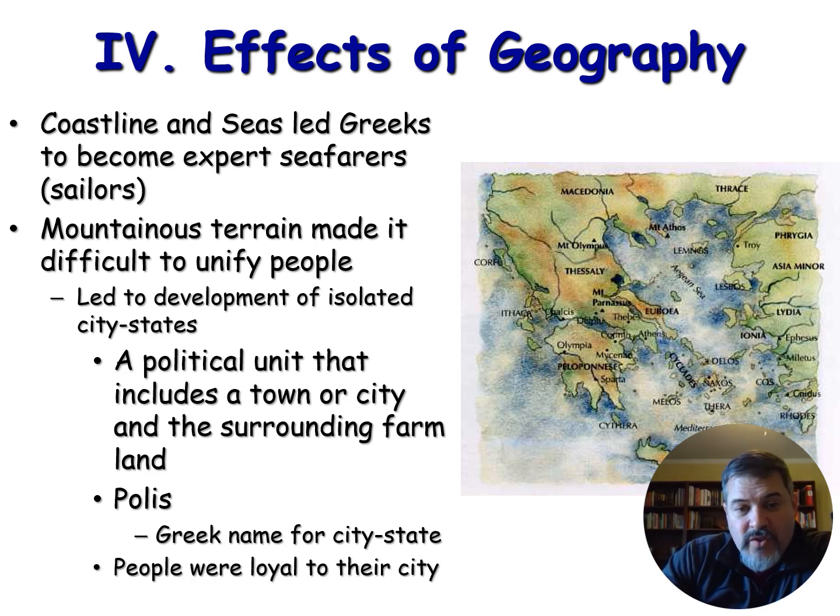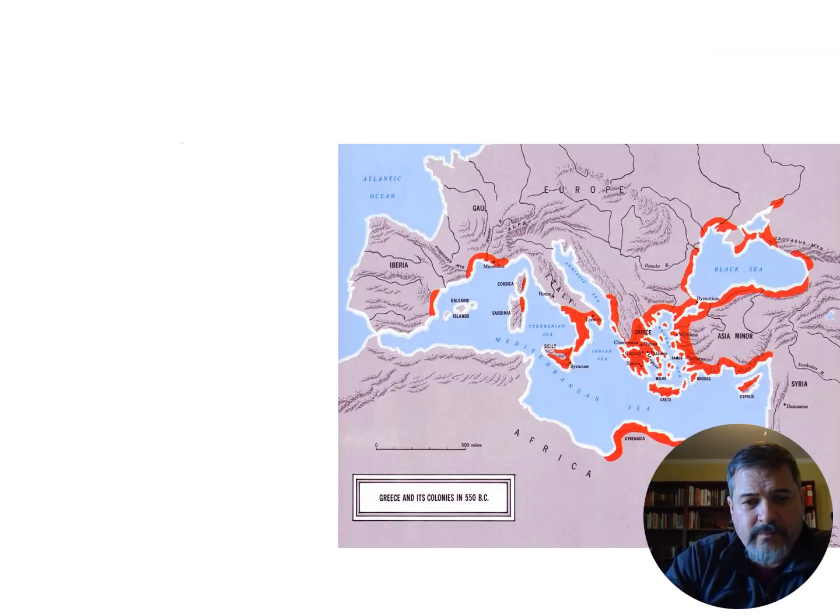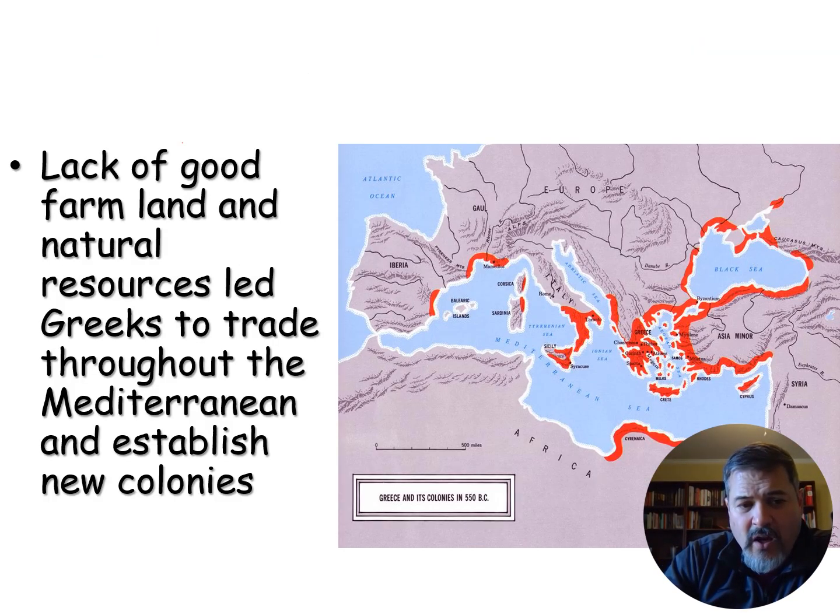People were loyal to their city-state. Just like in Mesopotamia, unlike in Egypt, where they were only loyal to the pharaoh, they were loyal to their individual city-states. And like I said, they competed. They were not united. And this led to colonization. This is the first time we've heard the word colonization.